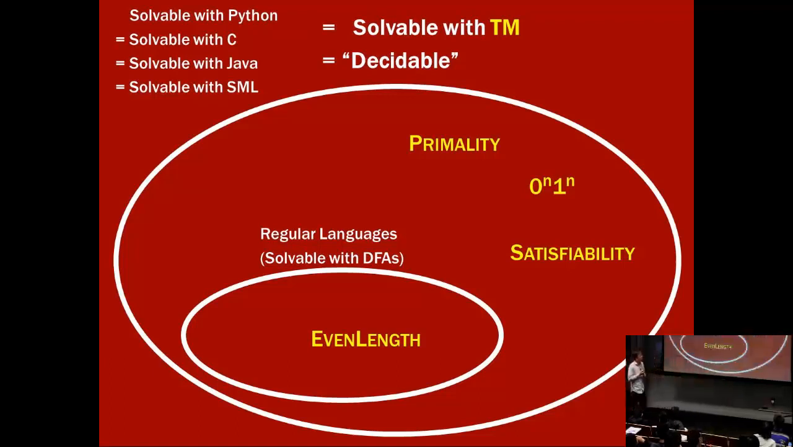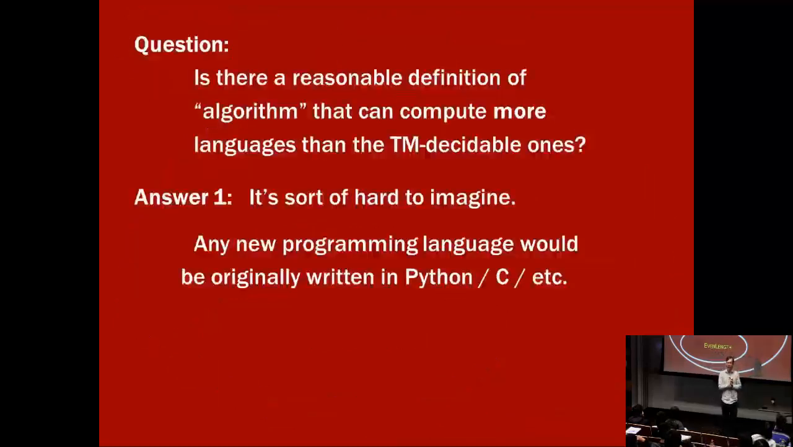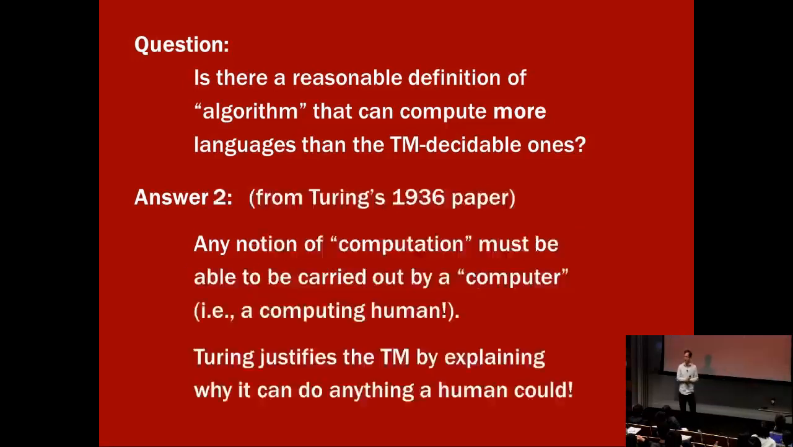Great. So that's the definition we want to make about algorithms. But it's important maybe to close by asking a few questions about this definition. So here's the question. Could there be a reasonable definition of algorithm that computes more languages than these languages? In other words, more languages than those that are computed by C or Python or whatever. Any thoughts about this? Any suggestions?